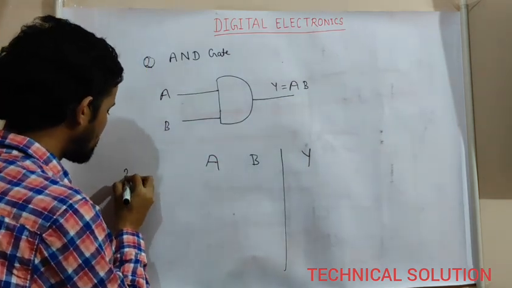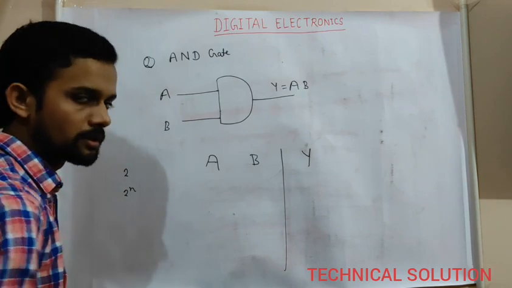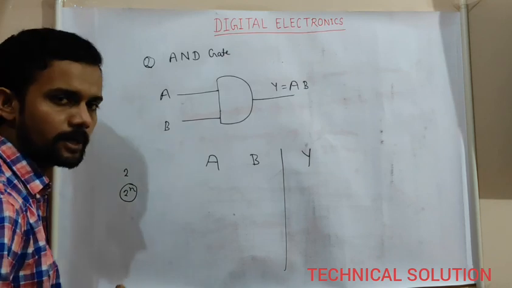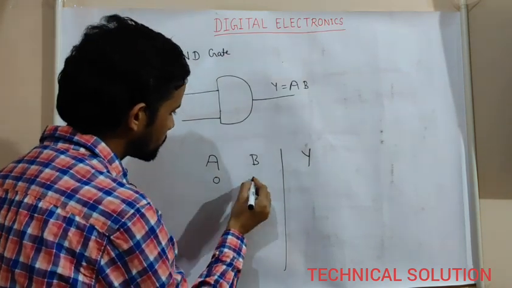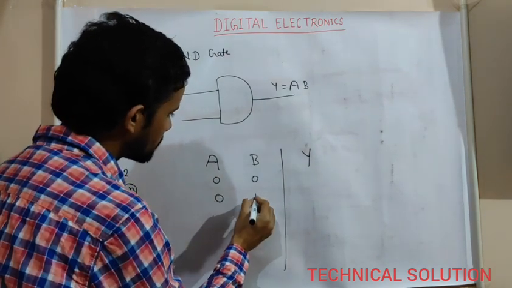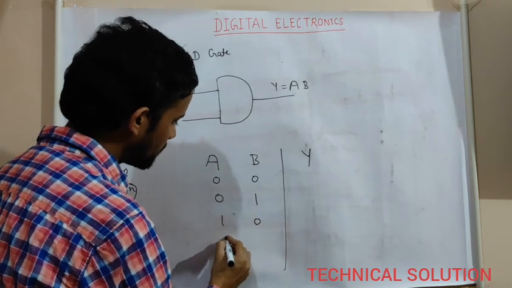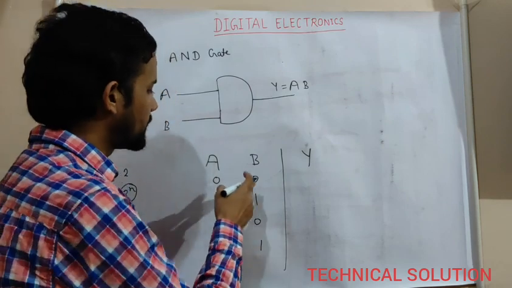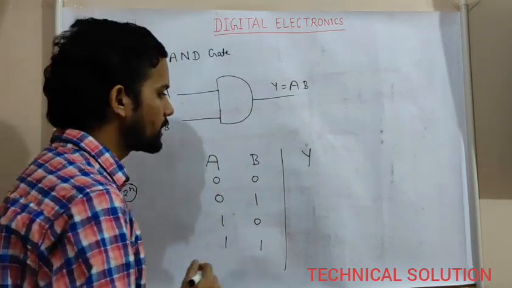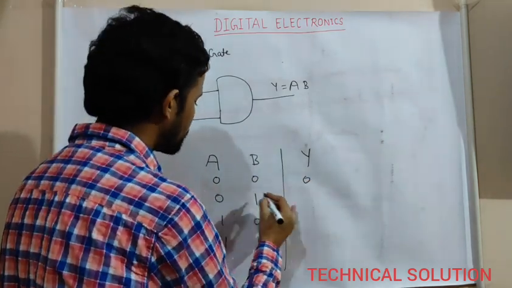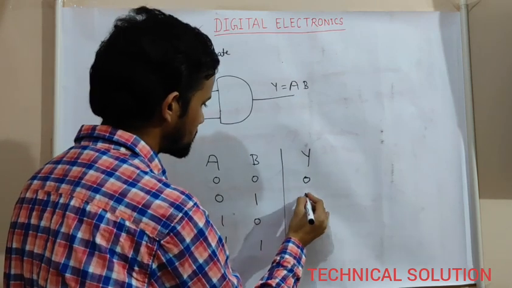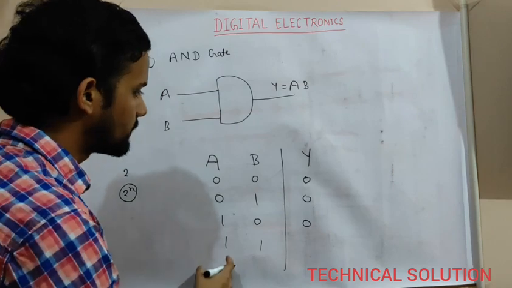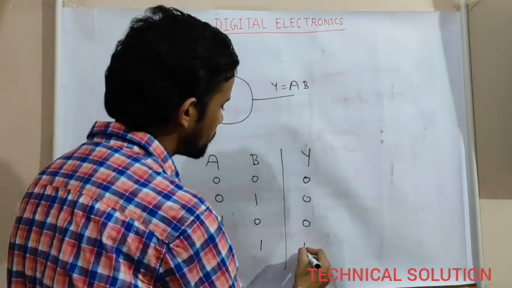With two inputs, 2 to the power n possible combinations of input are possible. That is, we get 0 0, 0 1, 1 0, and 1 1. In AND gate, if any one of the inputs is 0, then we get output as 0. If all the inputs of AND gate are 1, then only we get output as 1.